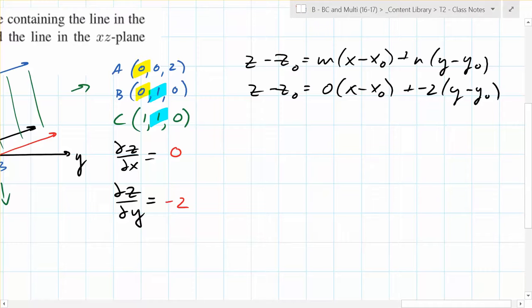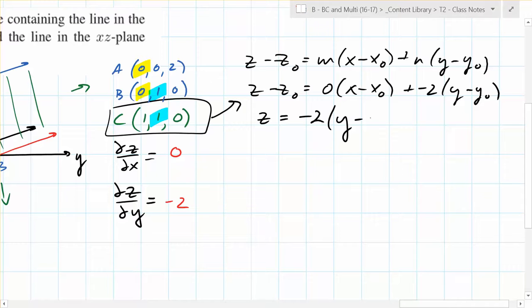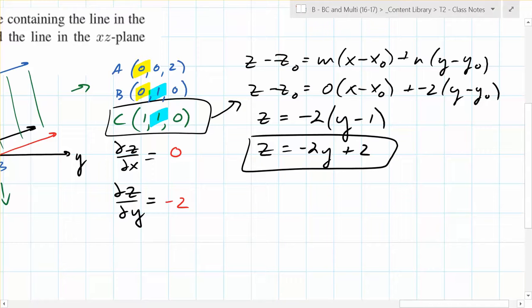And what's the only other thing we need to plug in? Any point we want, right? Let's plug in 1, 1, 0. Let's plug in this one right here. If we plug that in, what do you end up with? Z equals -2y, yeah, so z is equal to -2y plus 2. So what's not present in there?